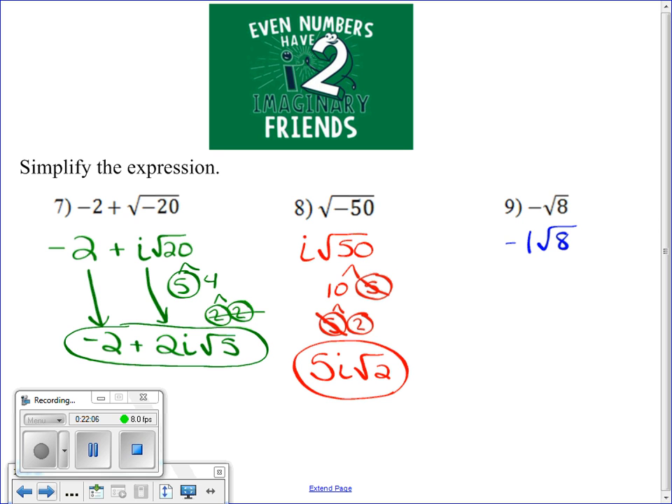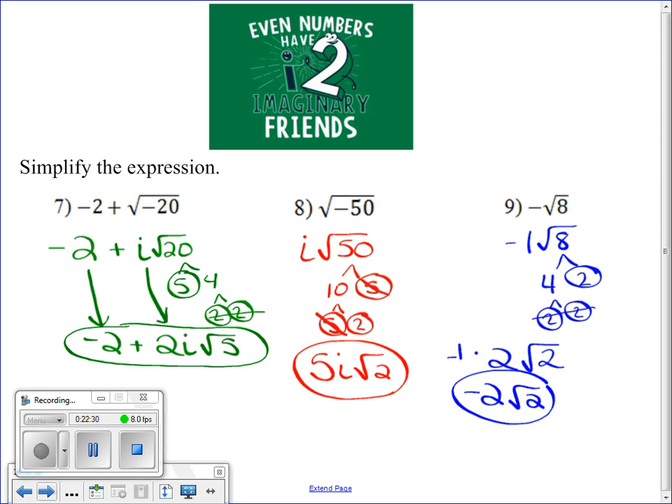I want to make sure we're recognizing the difference. Negative under comes out as an i. Negative outside, I don't care. You can stay outside. I don't want them. All right, so we'll break down the 8. 4 and 2. 2 and 2. Pair of 2's times the negative 1 that's already out there. Single 2. So negative 2 radical 2. All right, so I just want to make sure we're recognizing. Sometimes if there's a negative under there, we'll pull that out as an i. If there's not a negative under the radical, then there's no i.